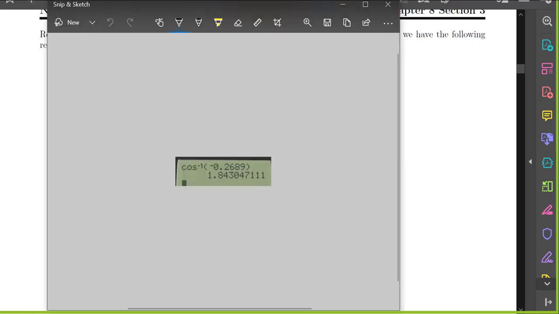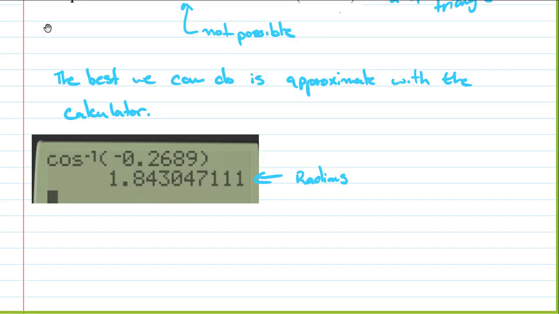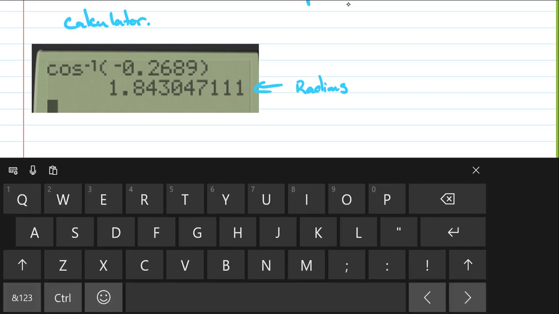All right, so now we need to investigate the issue that we saw when we drew our graph earlier.